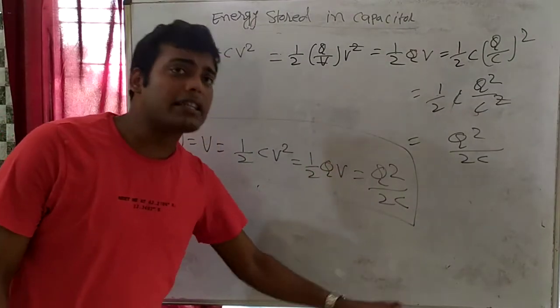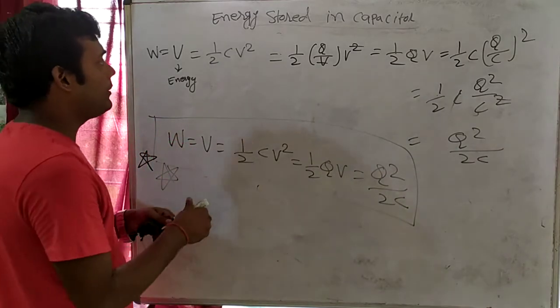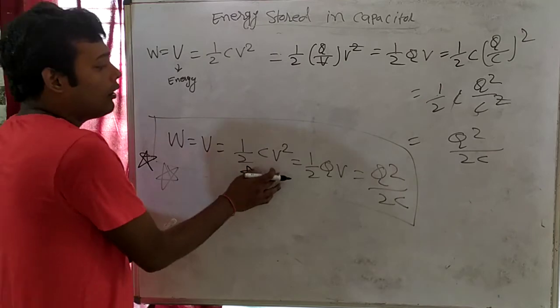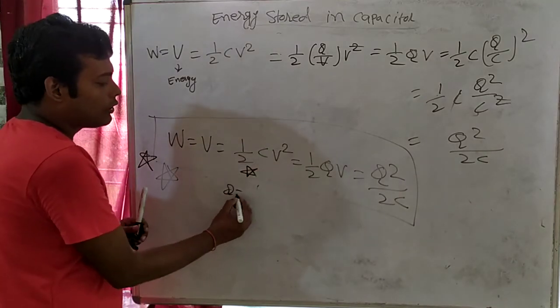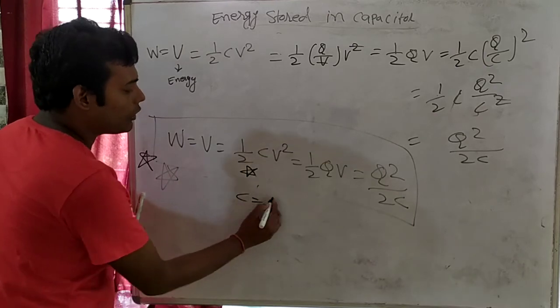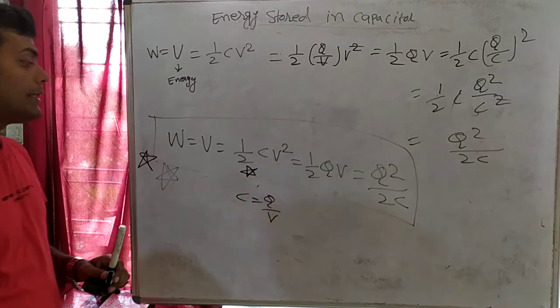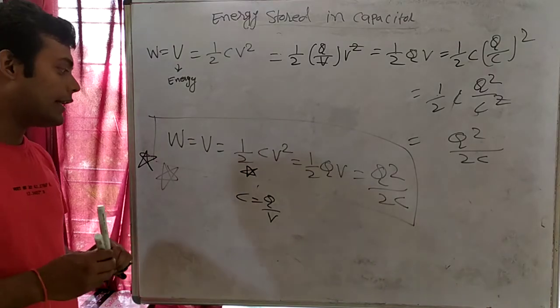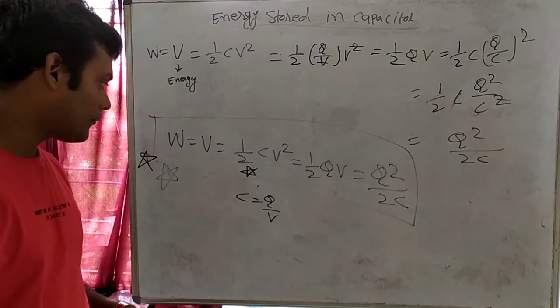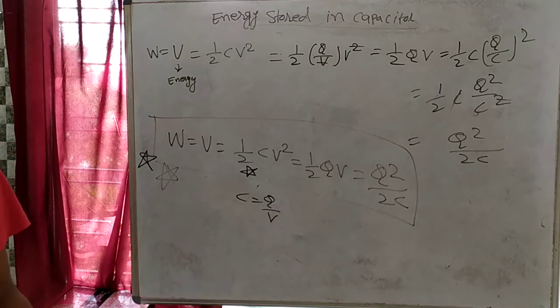You don't have to memorize all these formulas. You will simply remember one formula, that is half CV square, and then you will convert that. We know that Q is equal to CV, and we know capacitance is equal to Q by V. So we know this formula, we will replace this thing. Clear? We will get all the formulas.